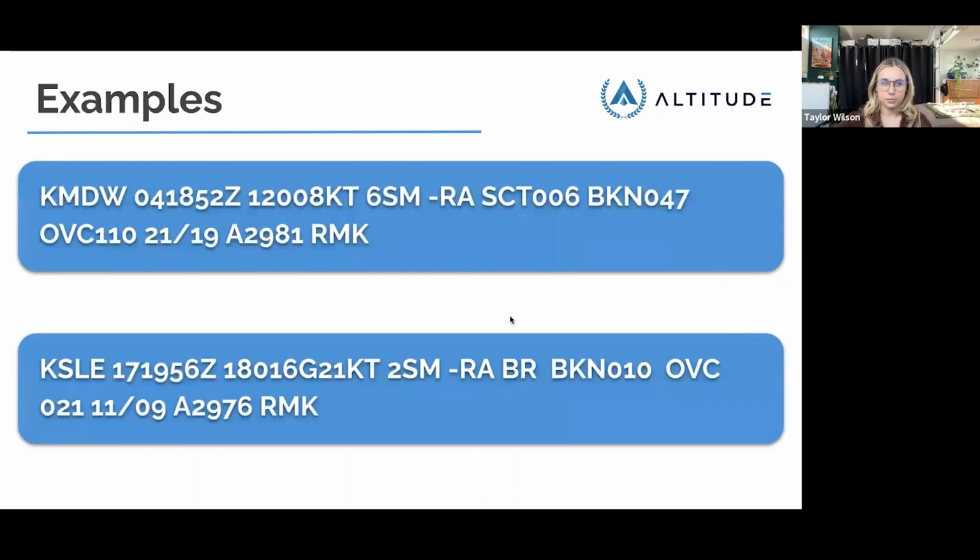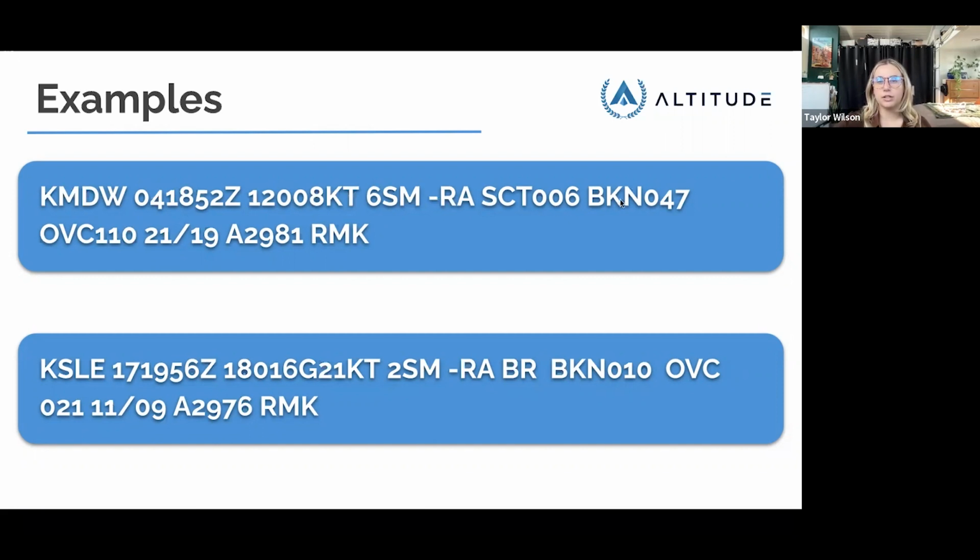So this first example here is starting off with that airport identifier. So we always got that K in front there, that kilo, followed by that 3-letter identifier for the specific airport. So it's Mike Delta Whiskey. This METAR was issued on the 4th at 1852 Zulu. Our wind is coming from 120 at 8 knots. Our visibility is 6 statute miles. So this is an example where we have it in a whole number rather than a fraction. Then we have rain. And since we have this minus sign here, again, that describes the intensity of the weather, this means that we have light rain.